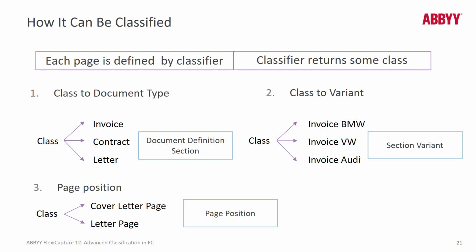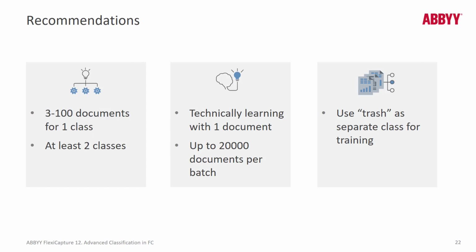When building our classification algorithm, we can specify a class that's specifically for the first page of a set of documents, and the next class would be any page. So that's under item 3 on this slide. One can probably proceed with good success by including at least 3 documents and as many as 100 documents for a given class. And when you create a classification training batch, you need to have at least 2 classes. Technically, you could learn from just 1 document, but you could go as far as 2,000 documents per batch.